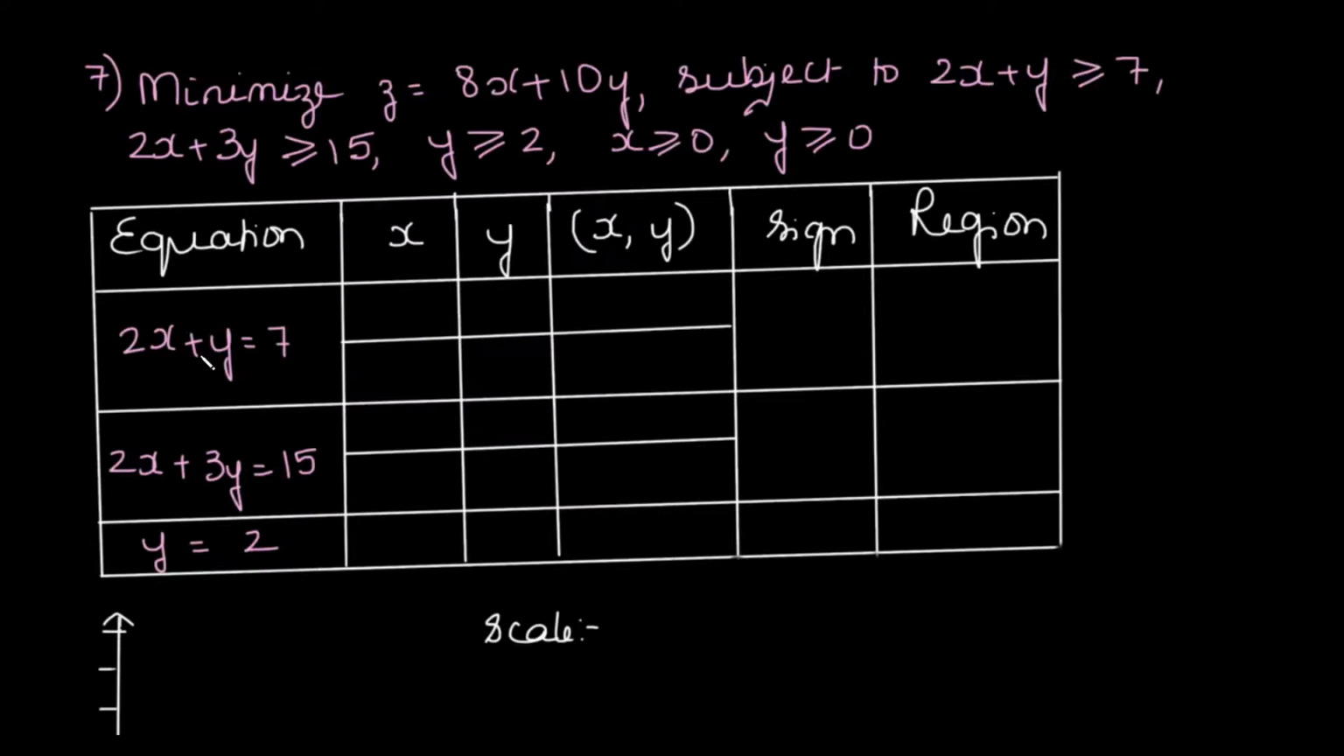So over here for 2x plus y is equal to 7, when we put y as 0, we are going to get x as 7 upon 2, which can be written as 3.5. It is easier to write it this way. And similarly, when x is 0, y is 7. Thus, these are the points on the line. The sign is greater than or equal to, and therefore the region is the non-origin side of the line.